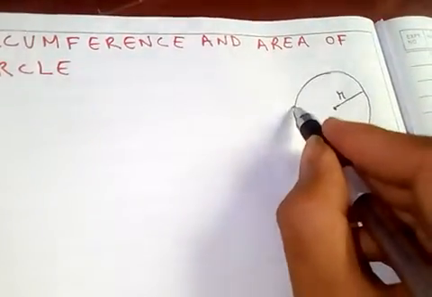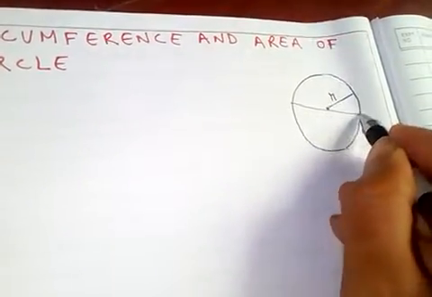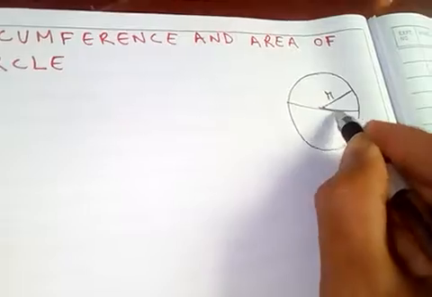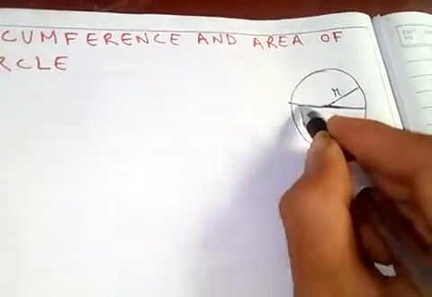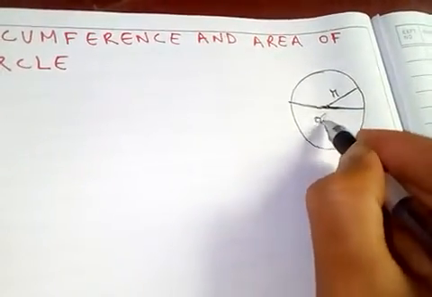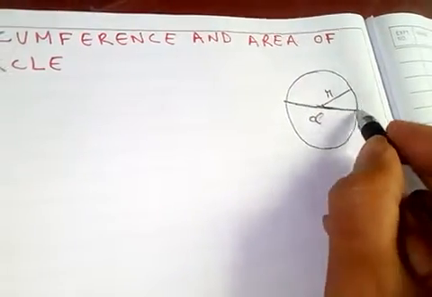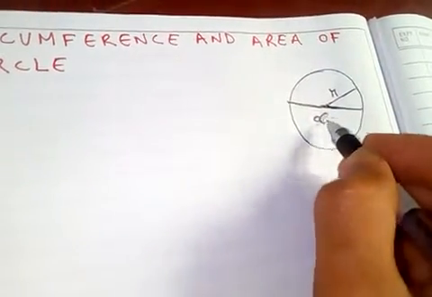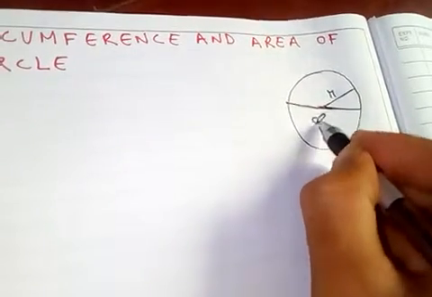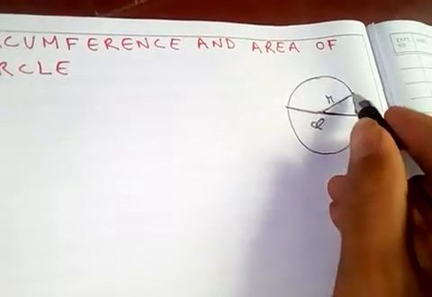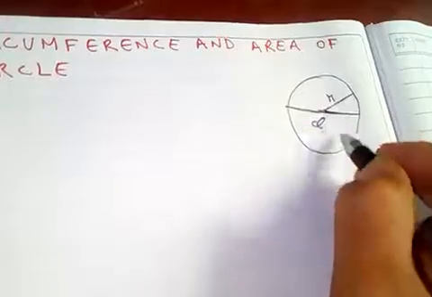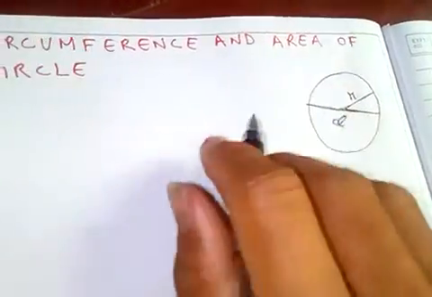And this whole length, it will pass through the center, and this is what we call diameter. This from this end to this end, touching the center point, this is what we call the diameter of a circle. And from the center to the circumference at any point, we call it the radius.